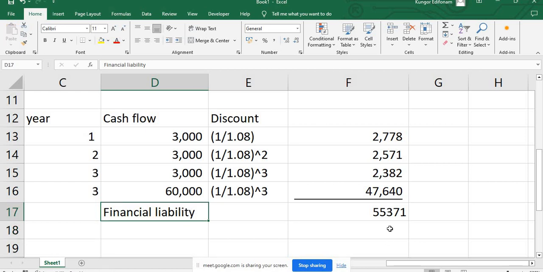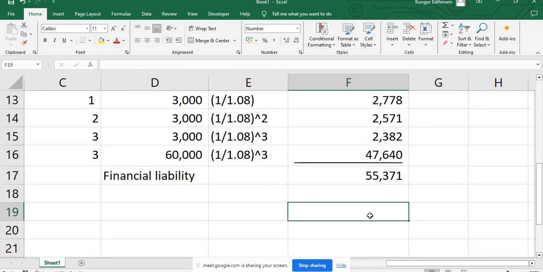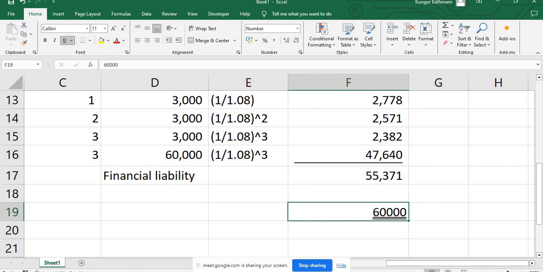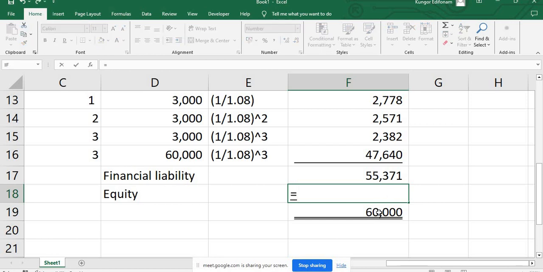All right, so that will be our financial liability, and then the difference between this and the face value should give us the equity component. Let me put it here underline, and then put here double underline. So here is where we have the 60,000. So the difference between the two should give us the equity component of the instrument. So this minus this should give us that.